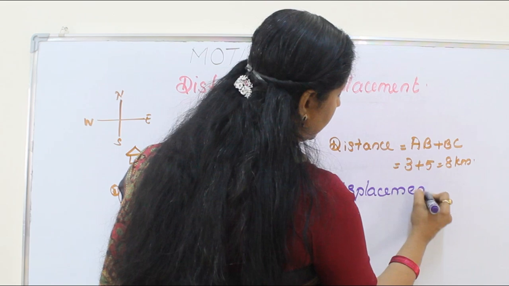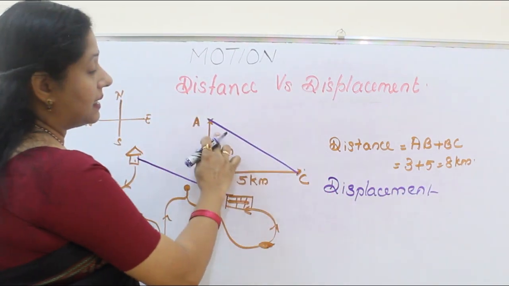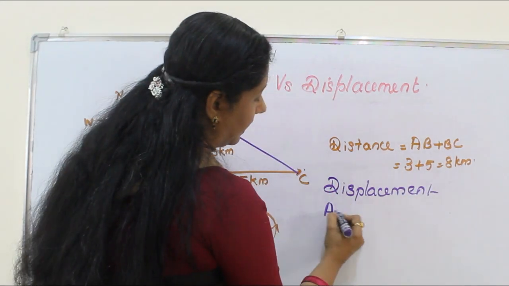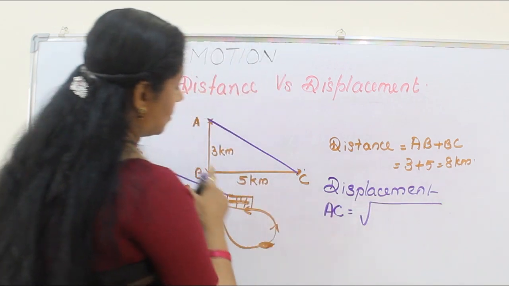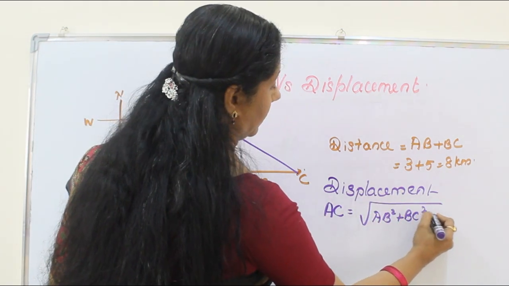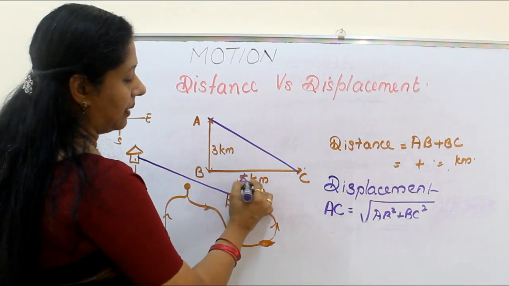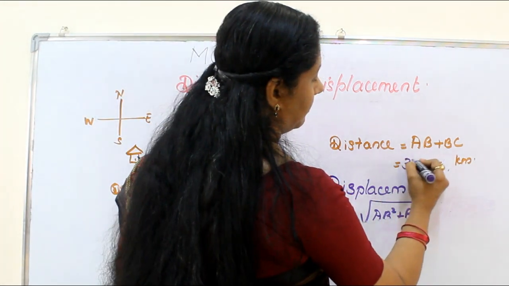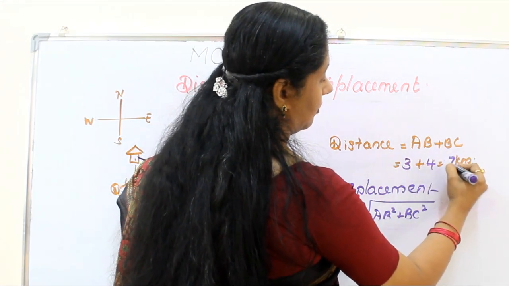So in this case, what is the displacement? It is the AC. So how can you find AC? AC will be the square root of AB square plus BC square. So in order to get a square root, I am changing this to 4. So it will become 3 and 4, 7 kilometers total.